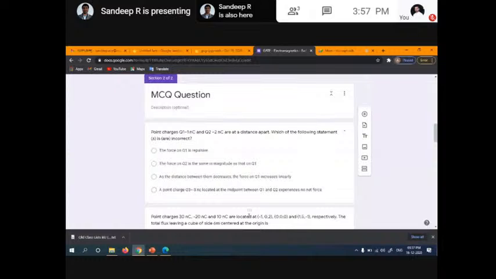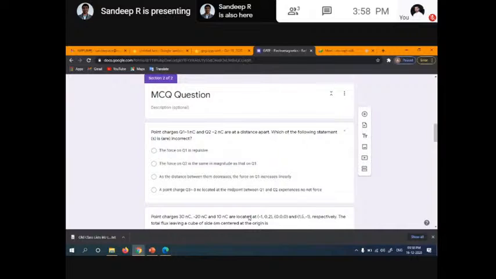Okay, let's discuss the answers for the questions. Point charges Q1 equal to 1 nanocoulomb and Q2 equal to 2 nanocoulomb are at a distance apart. Which of the following statements is or are incorrect? We know that like charges would be repulsive, so they will repel. So definitely statement 1 is correct and it is not incorrect. And we know that two point charges would experience the same force, but of course in opposite directions. So the magnitude is definitely the same, and hence the second statement is also correct, so it is not incorrect.